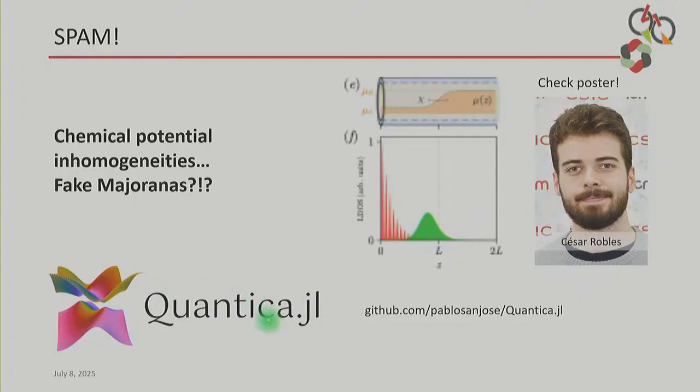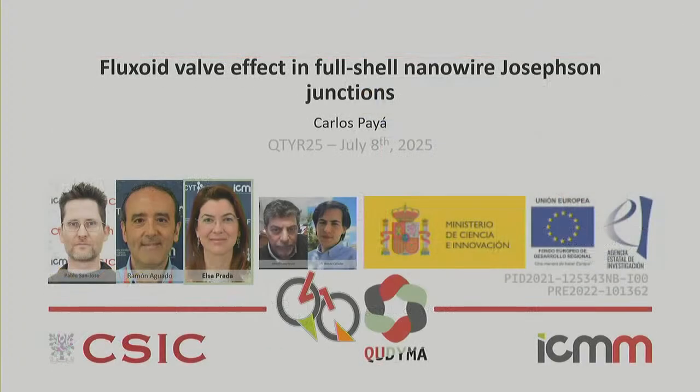Let me also tell you that all these calculations have been made with the Quantica package, so if you are into tight binding and Green's functions formalism, you should check this on GitHub by Pablo San Jose. And with this, I end my talk.